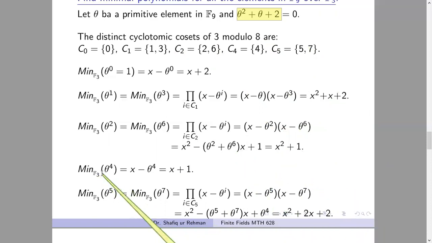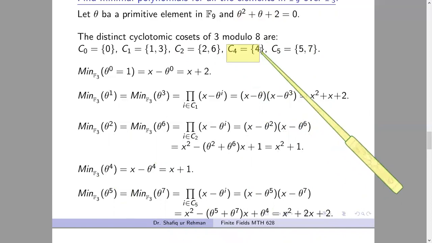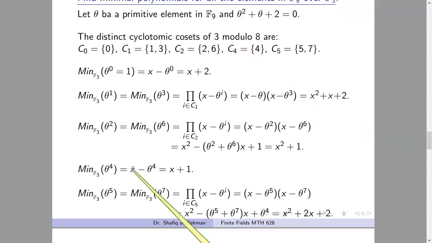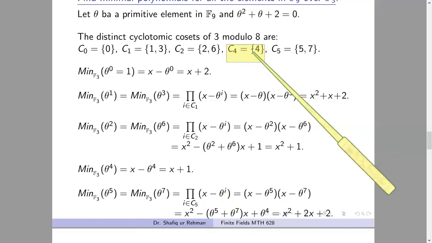And similarly theta 4, we have only one element in this coset, therefore this minimal polynomial will have only one linear factor. So the cardinality of this set equals the degree of this minimal polynomial.